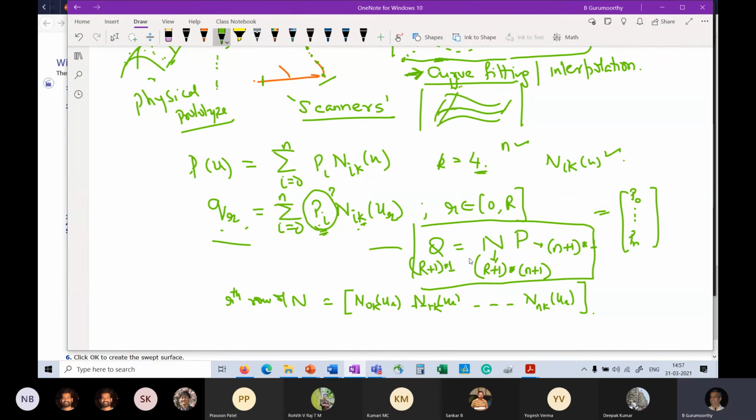Now, if I look at this matrix n, and here comes the first choice, if n is equal to r, then this is very straightforward. Because then P is nothing but n inverse of Q. That's it, and you're done. You have an exact solution.